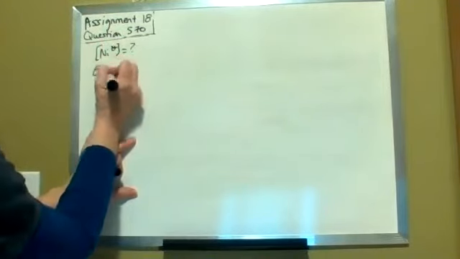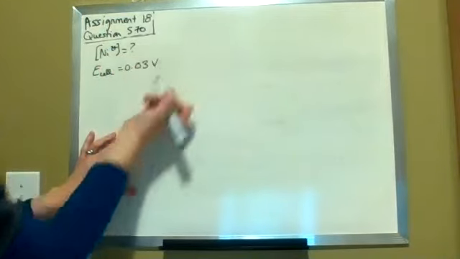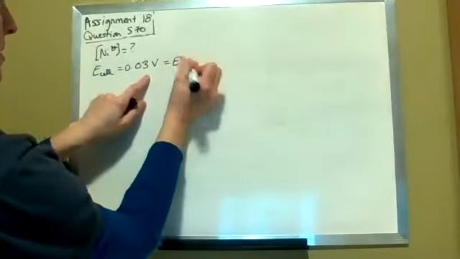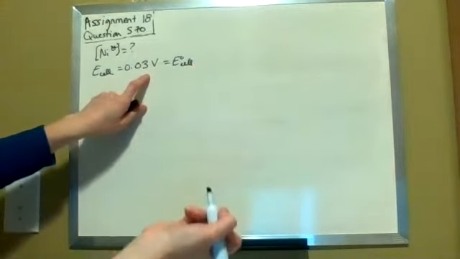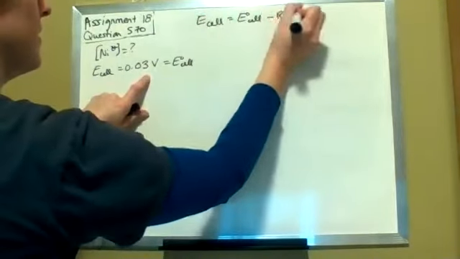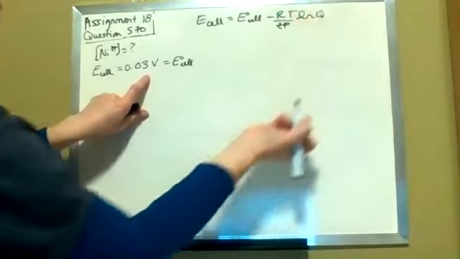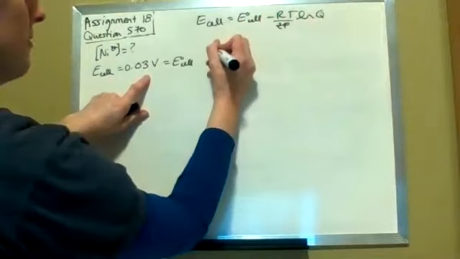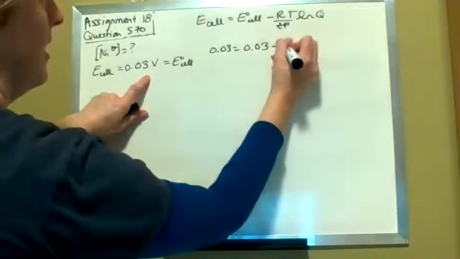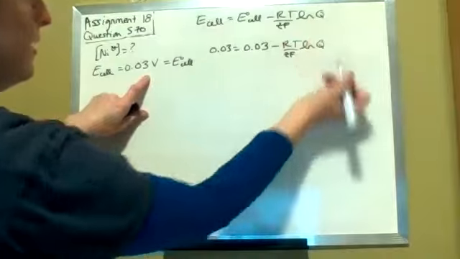Okay, so part B says, now what is the concentration of nickel 2+ when our E cell reaches 0.03 volts? So when we're at 0.03 volts, that is also the value of our E naught cell. So if you go back to your original equation, and actually I probably shouldn't have erased it, let's keep it up here, minus RT over ZF ln Q, these guys are now equal. So we have 0.03 equals 0.03, and then minus RT over ZF ln Q.